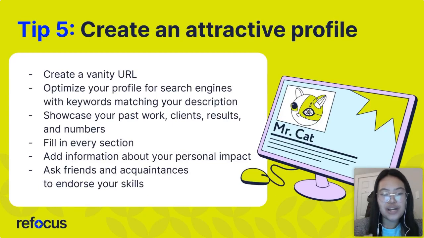So in LinkedIn, you can create a vanity URL. This is like a link that you can send to everybody. For example, we share some links, right? It's like long random letters or random numbers that we see. So vanity URL is a customized URL where you can probably type your name, and it's human readable. Optimize your profile for search engines with keywords matching your description.